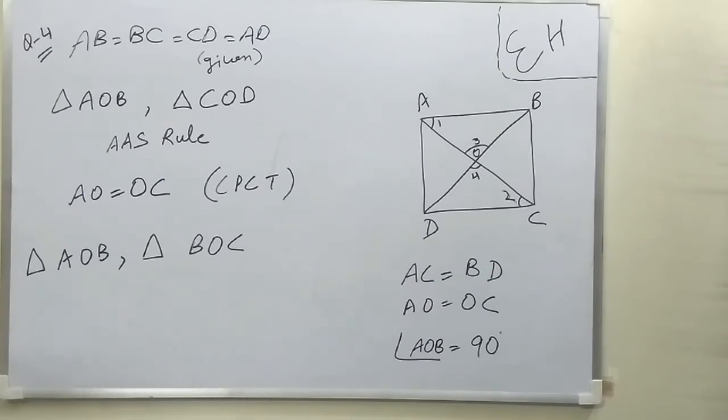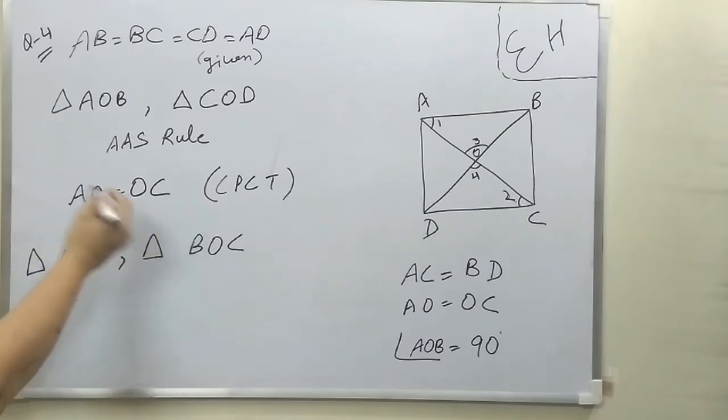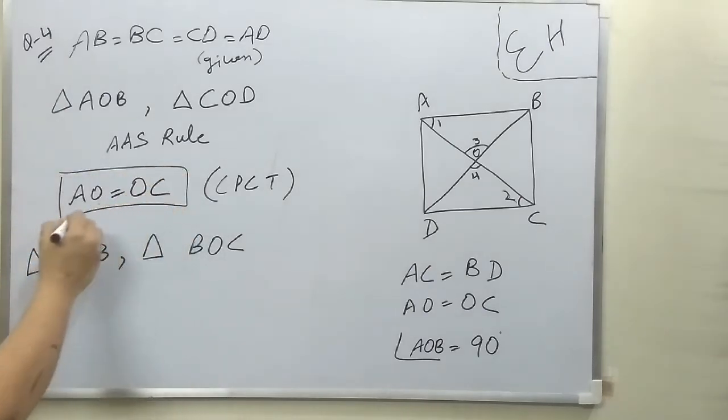Now we have proved that triangle AOB is congruent to triangle COD by AAS rule, angle angle side. AO is equal to OC by CPCT rule. We have proved that AO is equal to OC.